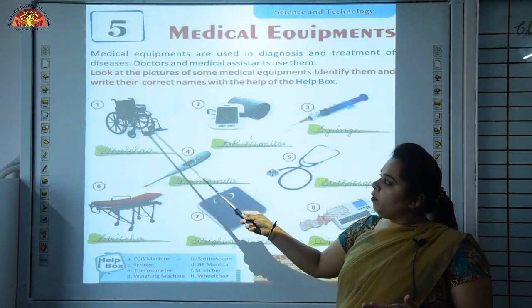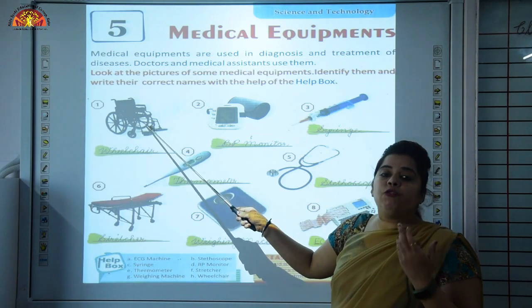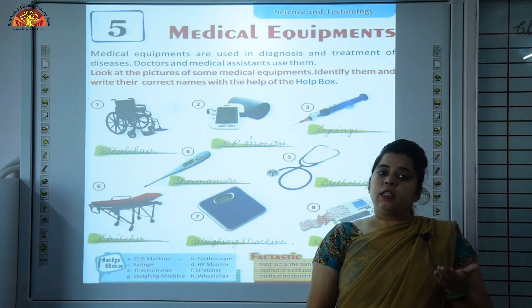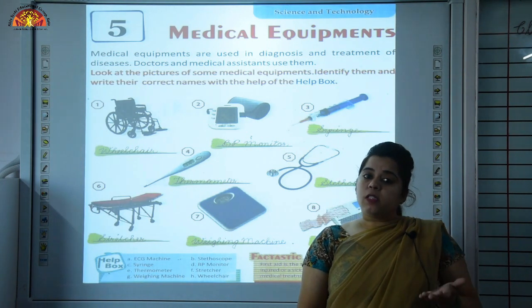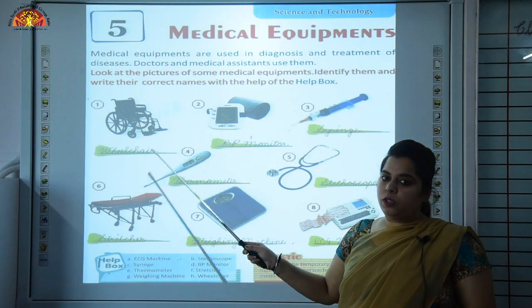Can you see this picture? You must have seen this equipment at the hospital. This is known as a wheelchair. It is basically used when a patient is not able to walk.